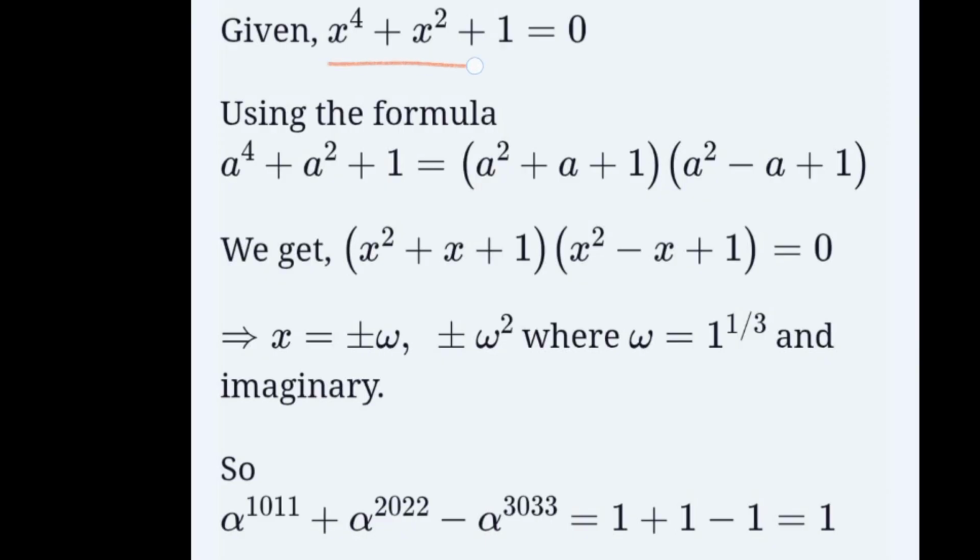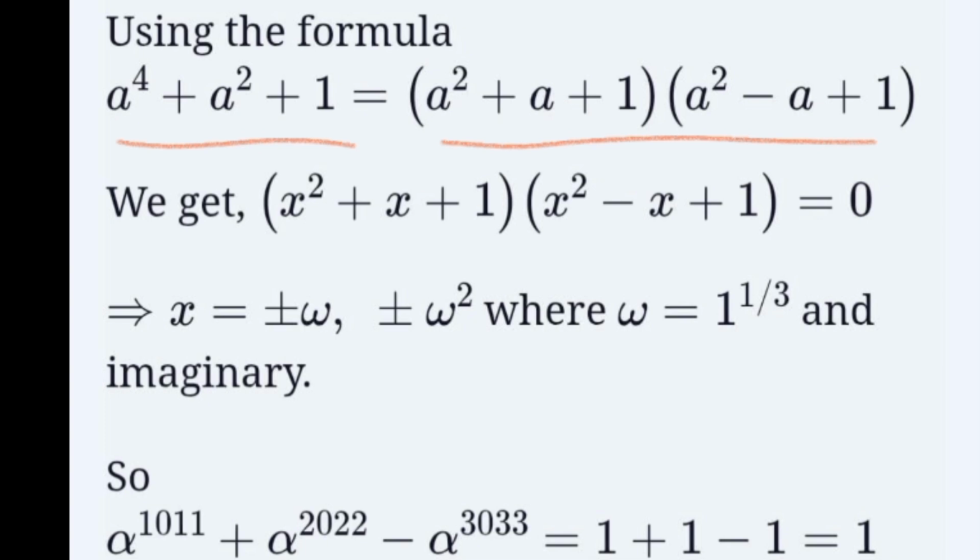So given equation x power 4 plus x square plus 1 equals to 0. So split into two equations, (x square plus x plus 1) into (x square minus x plus 1) equal to 0, where x square plus x plus 1, the roots are omega and omega square. So x square minus x plus 1, the roots are minus omega and minus omega square. Finally, x is equal to plus or minus omega, plus or minus omega square are the roots.